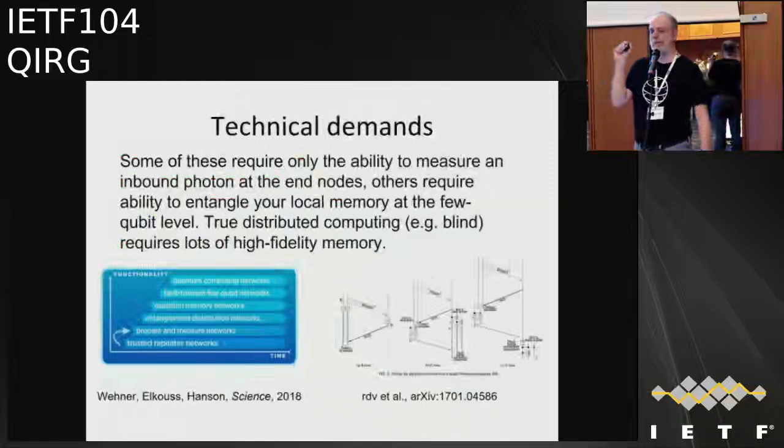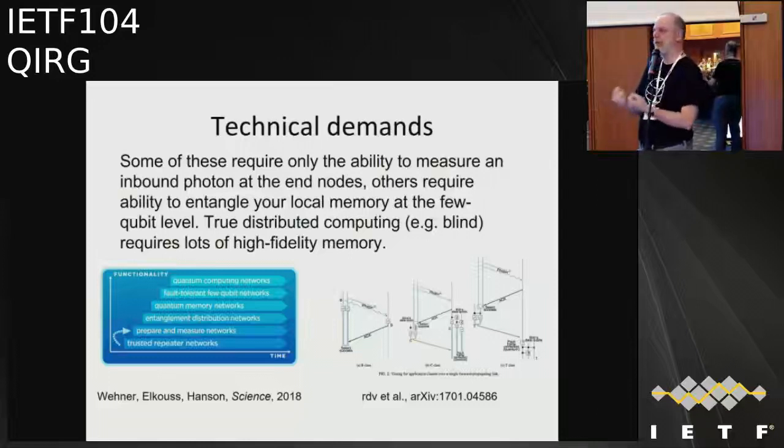Technical demands. Some of these require only the ability to actually measure photons that come at you. So you're sitting at home, you don't necessarily have to have a complete quantum computer at home, but you've got a pipe coming in, you've got a fiber or something coming in, and individual photons are coming out of that fiber. You need the ability to measure those. That's at one end of the technical spectrum. The other end of the technical spectrum runs all the way up to having really high precision quantum memories and a large scale quantum computer at your node in order to actually execute interesting algorithms over that. And that's sort of a relatively long way away.